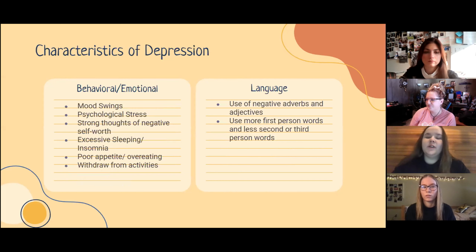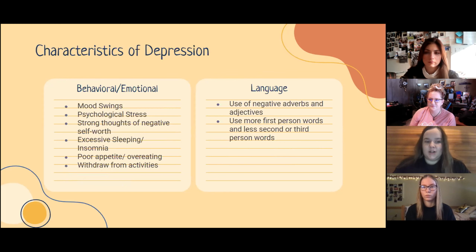For the behavioral and emotional characteristics of depression, an individual may have mood swings. Depression can cause overwhelming thoughts that individuals may not know how to handle properly, and this can result in outbursts of emotions towards themselves or towards other people. And if it's towards other people, it may have nothing to do with them at all.